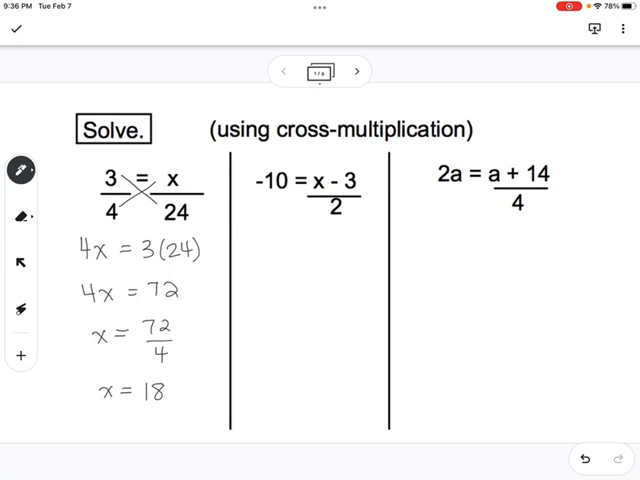The second example here, we have negative 10 equals x minus 3 over 2. So we want to move this divided by 2 over to the other side. The opposite of dividing is multiplying, so we are going to have negative 10 times 2 equals x minus 3. So we'll have negative 20 equals x minus 3. We then want to move the minus 3 to the other side. We do the opposite, and that minus becomes a plus. So negative 20 plus 3 equals x. And we end up with negative 17 equals x.